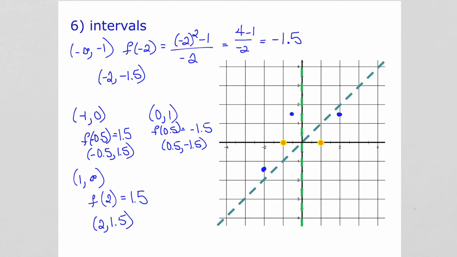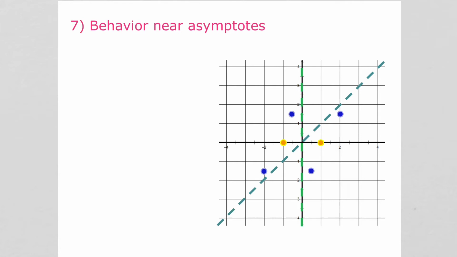I think I graphed this one wrong. Should be down here. Sorry about that. The behavior near the asymptotes. Okay. So, as x approaches negative infinity, f of x approaches. So as we go to the left, what's going to happen? It's going to have to go down here. It's not going to go that way or up that way or anything like that. And you can tell that by the points you've already got graphed. So it's got to go down, getting closer to the slant asymptote, but not crossing it. There we go.